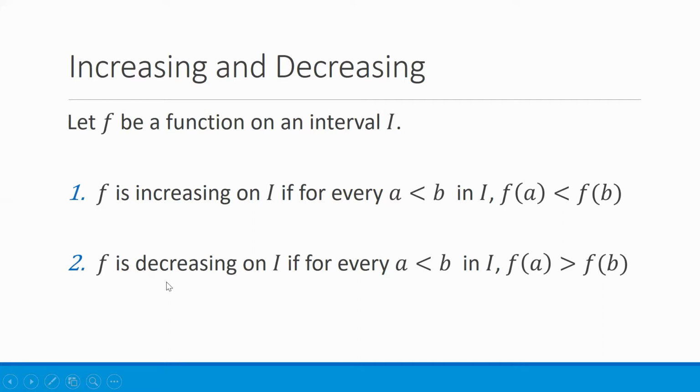Decreasing is exactly the opposite. If f is a function which is decreasing on the interval I, then for every two values a and b, where b is bigger than a, the output of a is bigger than the output of b. This is exactly what you think it should be.